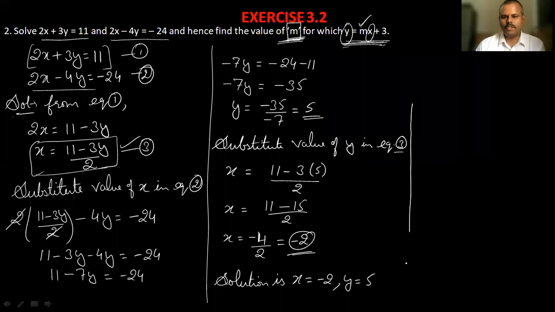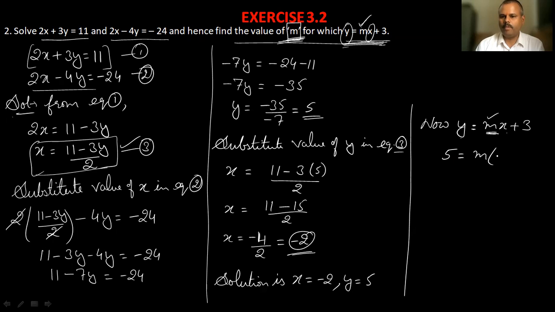Now after this solution, the second part is find the value of m if y equals mx plus 3. Now you are given this relation that y is equal to mx plus 3 and you have to find the value of this m here. So in order to find the value of m, substitute the value of y and x. Y is 5, m multiplied by minus 2 plus 3. Solve this, you will get the value of m.